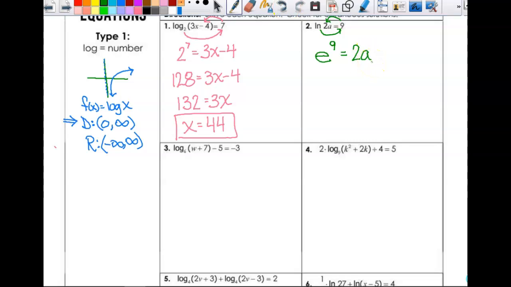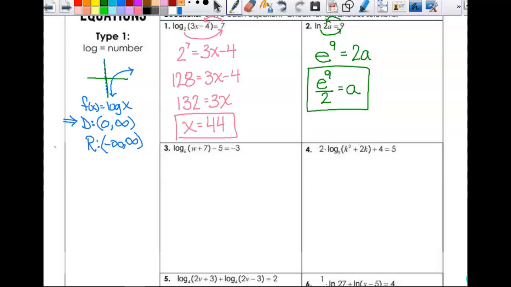Right. So I am solving for a, so I just need to divide both sides by 2. So e to the 9th divided by 2 equals a. That's my answer. Okay, I want it in exact form. I don't want it to be anything crazy with decimals.